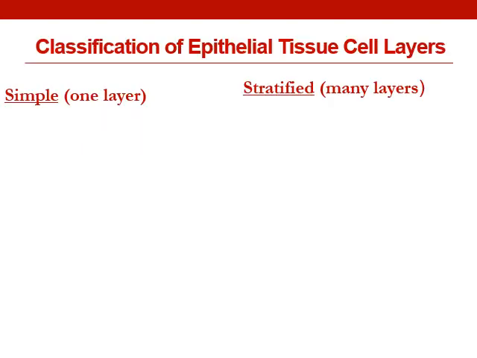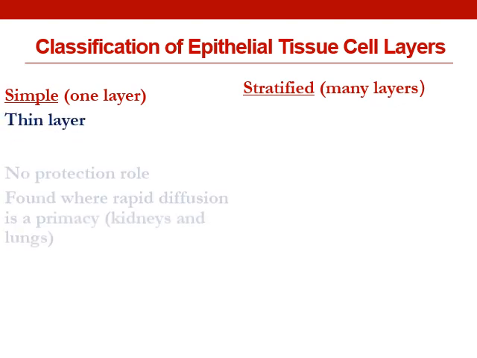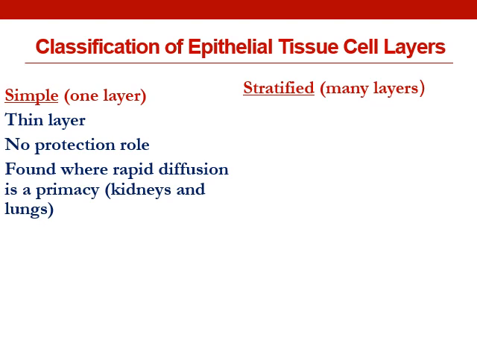When we say simple epithelial tissue, that means this type of tissue composed of one thin layer, offer no protection but allow material to pass through it. This type of tissue usually found where rapid diffusion is a priority, like in kidneys and lungs.